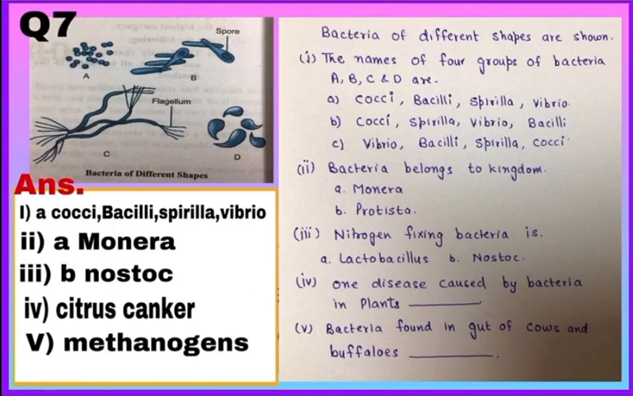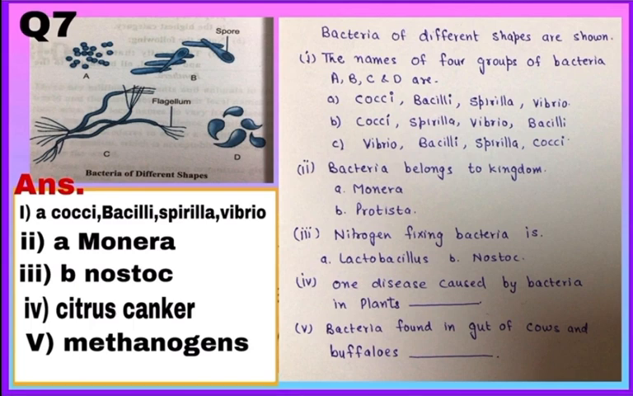Question 7. Bacteria of different shapes A, B, C and D are shown in the picture and now answer these questions. First part of the question, the names of 4 groups of bacteria A, B, C and D are. A is cocci, B is bacilli, C is spirilla and D is vibrio. So correct choice is A, mark A. Second part of the question, bacteria belongs to kingdom Monera or Protista. Bacteria belongs to kingdom Monera. So correct choice is A, mark A.